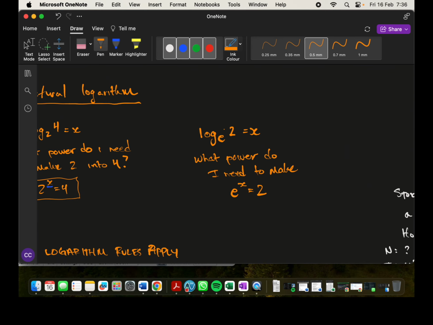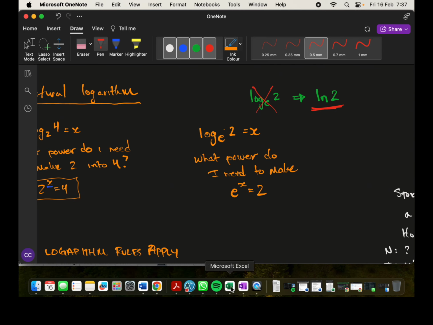equal 2. All right. Now, the thing with the natural log is it's such an important thing that we don't write it as log in base e of 2. It's so important that it gets its own symbol. And the way that we write this is ln of 2. So we don't use this form. Instead, we just write it like that, okay?